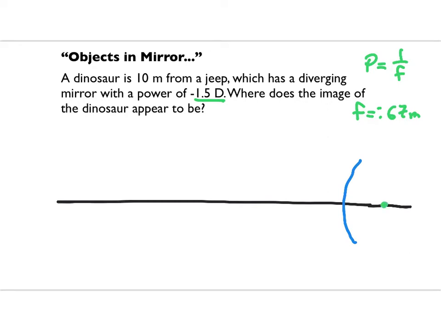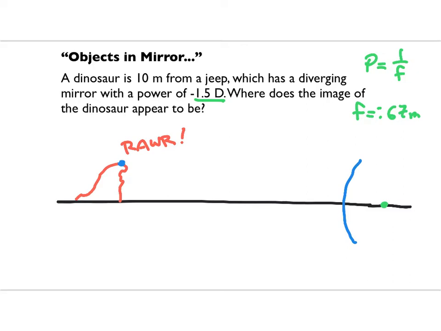My dinosaur is out here, and I can't draw a dinosaur very well. Oh, what the heck, I'll try. Let's see how this turns out. That's my dinosaur. I'm going to make it say rawr so that it looks more like a dinosaur. Okay, so there's my dinosaur out there, and we're going to take the little point on top of the dinosaur's head as our point on the object.